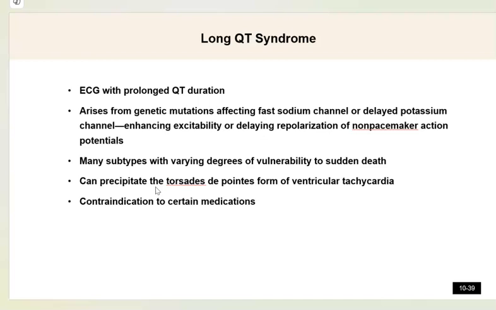Arrhythmic events may be precipitated by a variety of factors, including exercise and abrupt sounds or being startled. Patients typically suffer palpitations, syncope, seizures, or sudden cardiac death. If you have a patient with long QT syndrome, you should never give them drugs that prolong the QT interval or reduce serum potassium or magnesium levels.